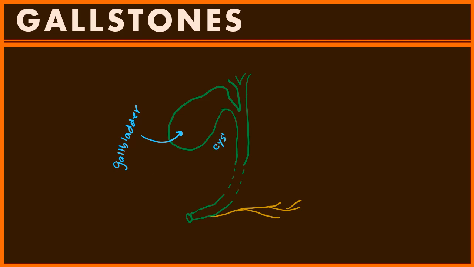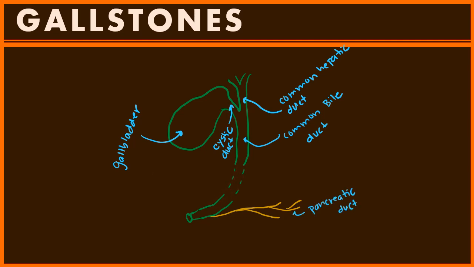And what you'll notice is it has a stalk right over here, which is known as a cystic duct. Now, right above here, we have the common hepatic duct, which combines with the cystic duct to form the common bile duct. And so the common bile duct continues to go down, and then it combines with the pancreatic duct. And once the pancreatic duct and the common bile duct come together, the bile comes out through the sphincter of Oddi.